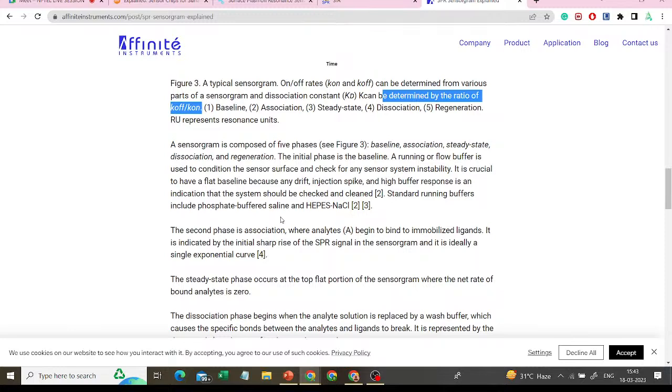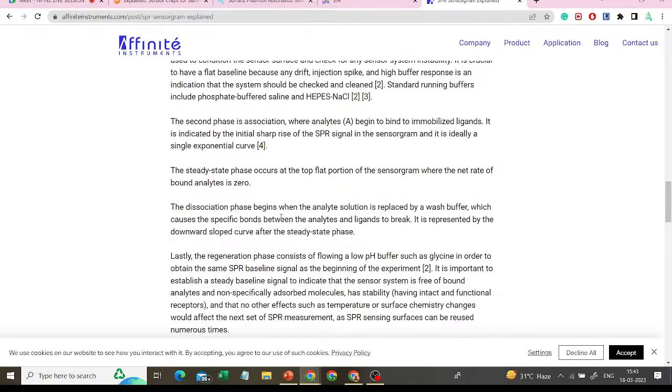It is crucial to have a flat baseline, because any drift, injection spike, or high buffer response is an indication that the system should be checked and cleaned. Standard running buffers are PBS or something like this. The second phase is your association. Analytes begin to bind to immobilized ligands, indicated by the initial sharp rise of the SPR signal in the sensorgram, and it is ideally a single exponential curve.